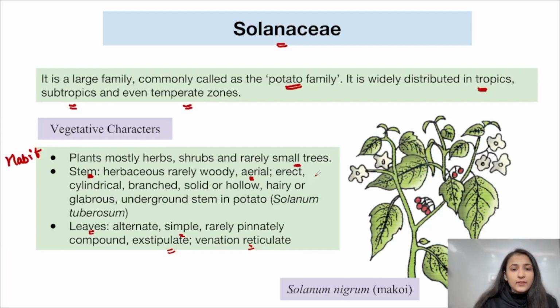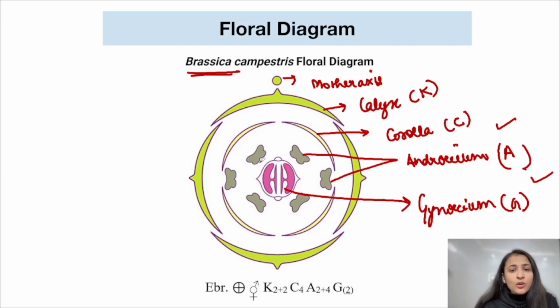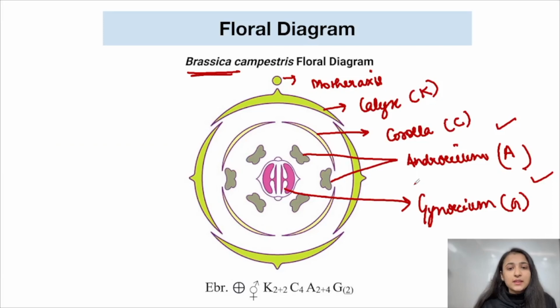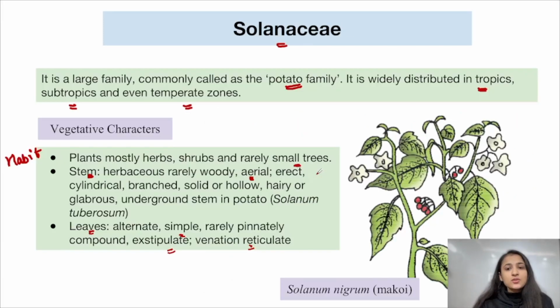Okay, so if you would see here, here we have not drawn this line, right? Because epipetalous condition is not present here, but here epipetalous condition is there. That is why we are connecting the androecium to the petals. But here we have not drawn any line to connect these two whorls, because epipetalous condition is not present here.